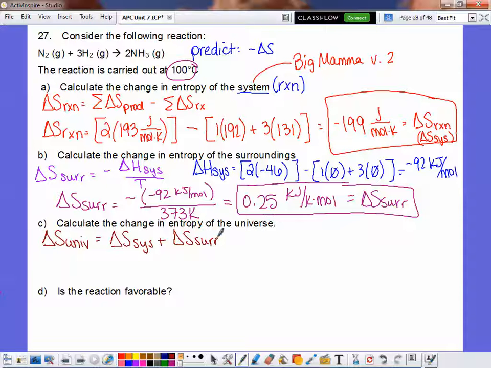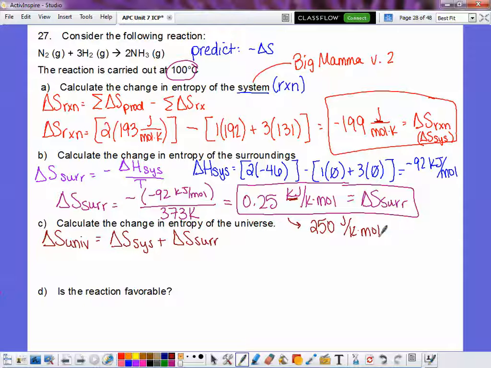Now, why can we not just add system and surroundings right now? Because of the units. Notice we had kilojoules per Kelvin mole for the delta S of surroundings and only joules per mole Kelvin for the system. So you have to get them to the same unit. I don't care which one you do. I put them both into joules per mole Kelvin. So 0.25 kilojoules per Kelvin mole is the same as 250 joules per Kelvin mole. And you just multiply by 1,000, or move the decimal 3 places to the right.